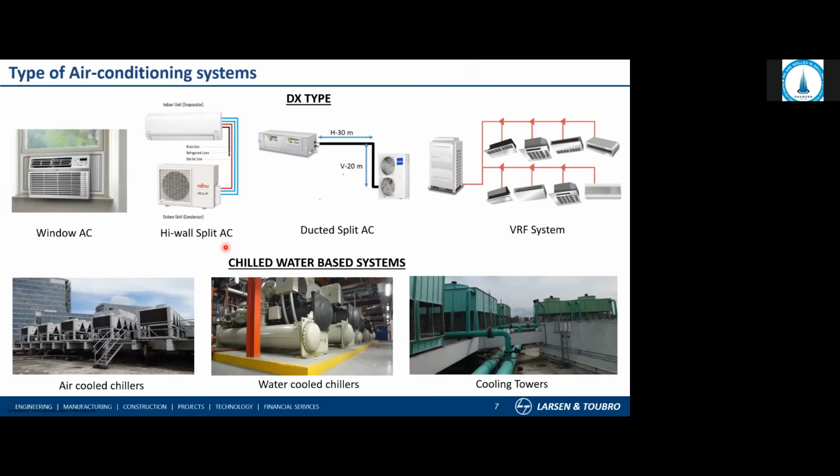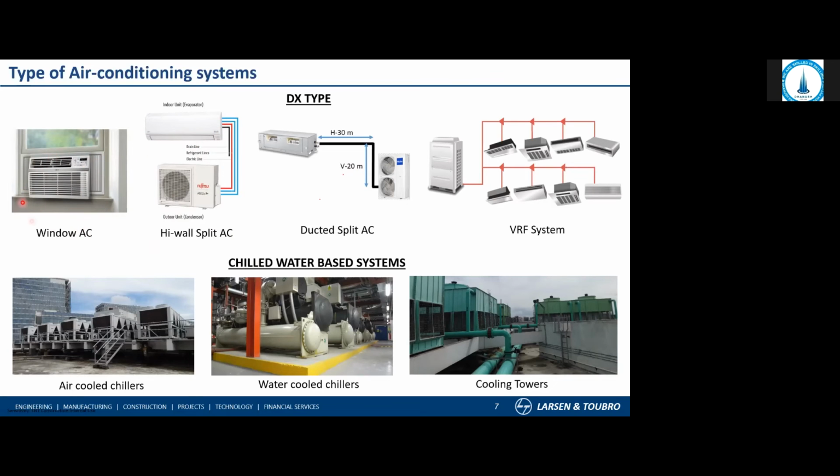Then it comes to the high wall split AC. The high wall split AC is basically a split into the inside, which is indoor, and the outside, which is outdoor. Any air conditioning or refrigeration system has 4 components: the evaporator, condenser, compressor, and the expansion device. Inside is the evaporator, or the cooling device, where we get the cold air. That is called the indoor unit.